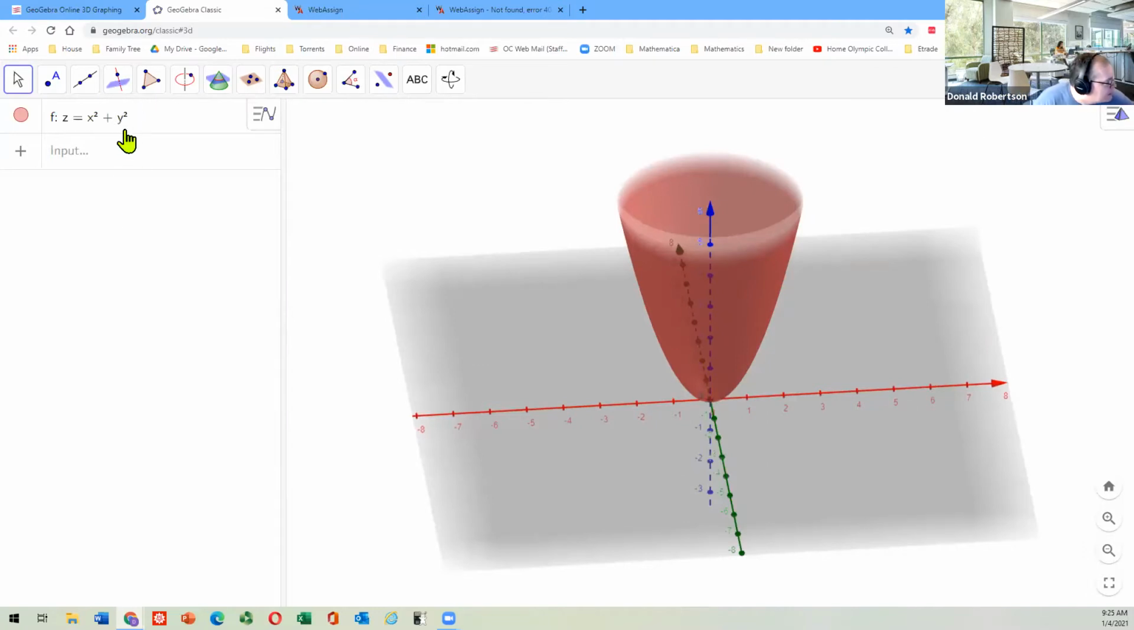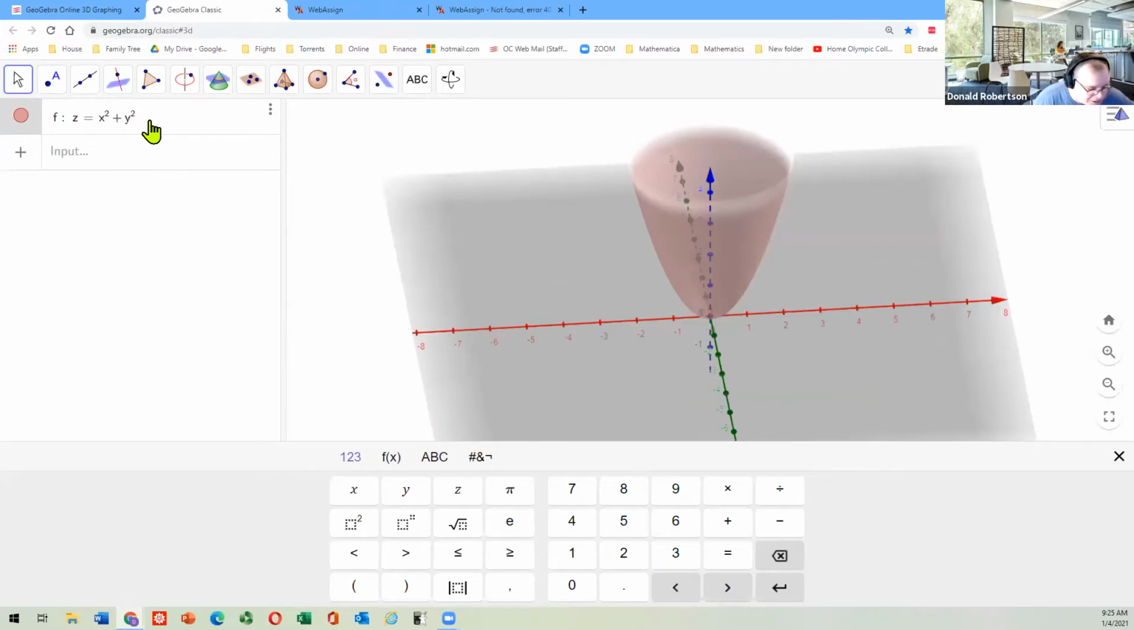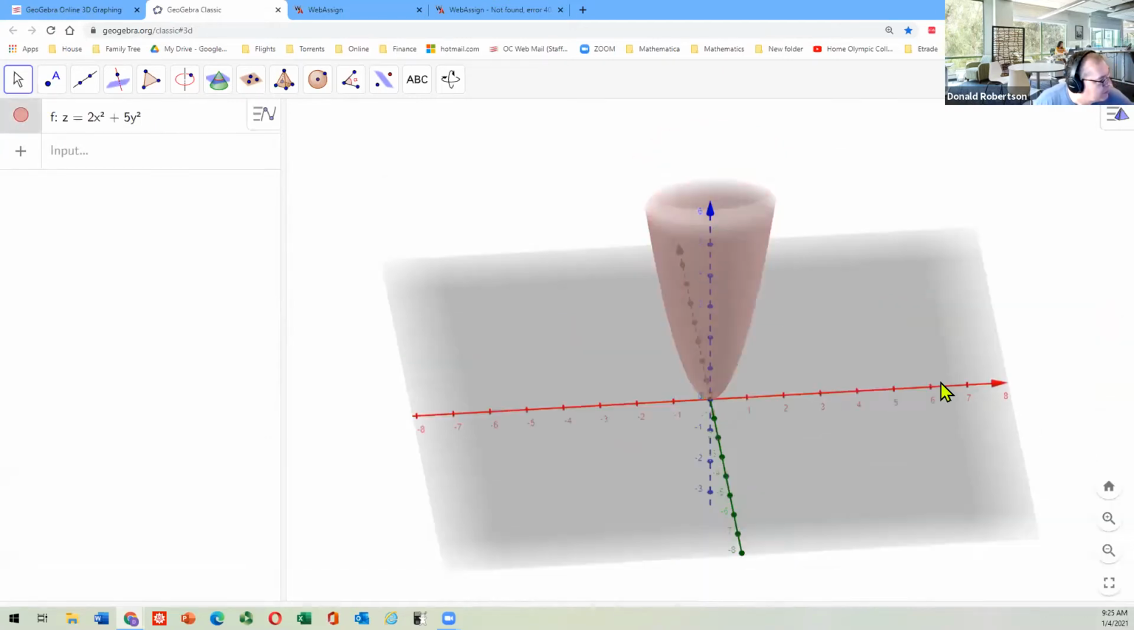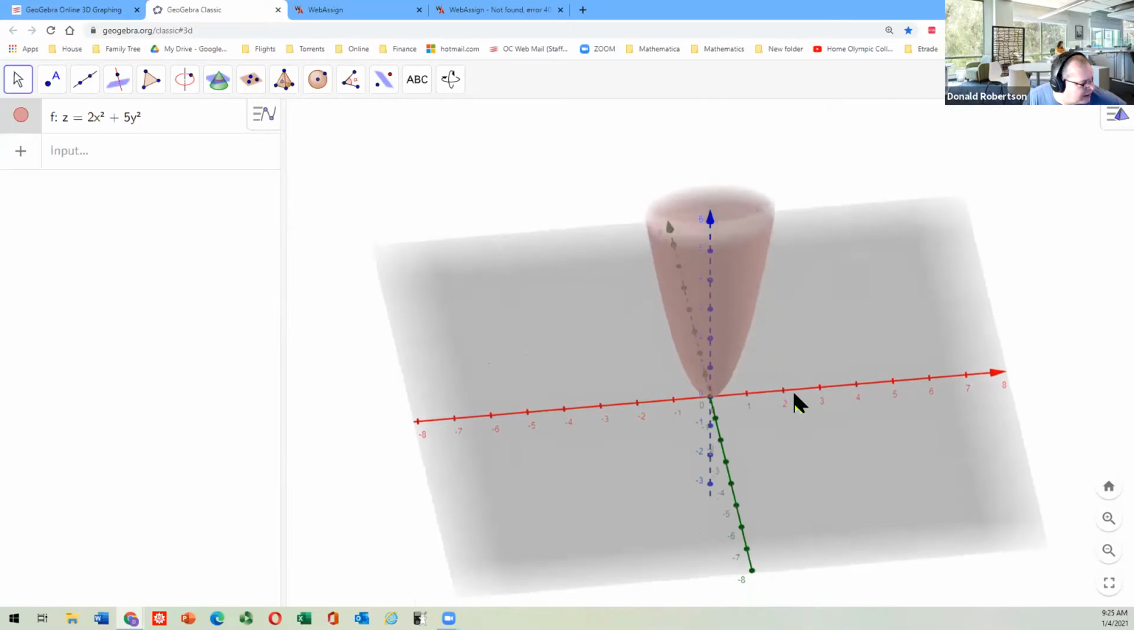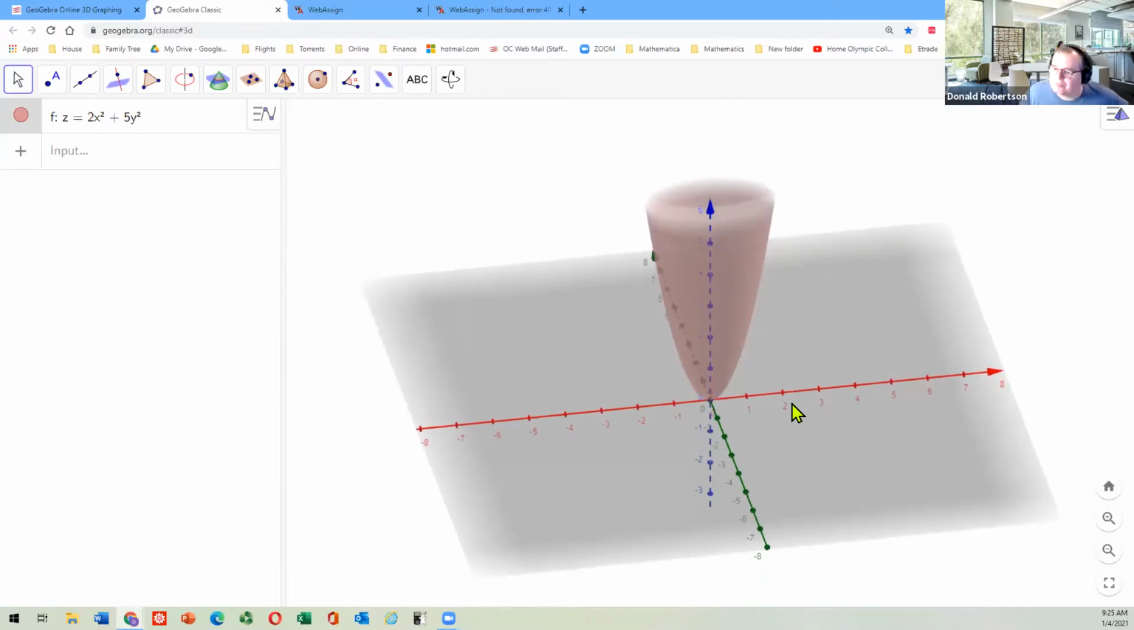Now, if you just change it a little bit, let's stick a 2 here and let's say 5 here. Do you notice it's now an ellipse from above? But it's still got the kind of cup shape to it.